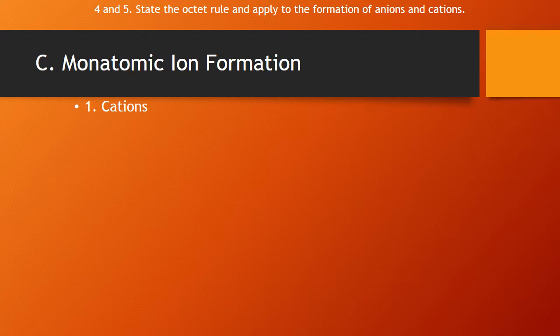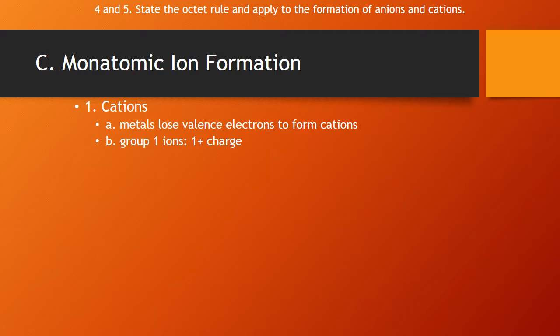First, we'll take a look at cations. Recall, cations are positively charged ions. So metals, they lose valence electrons to form cations. Let's explore why this is. Recall, metals are found on the left side of the periodic table. Let's think about group 1 ions. So any element in group 1, so we're talking hydrogen, lithium, sodium, etc., they're always going to have a 1 plus charge on their ion, and here's why.